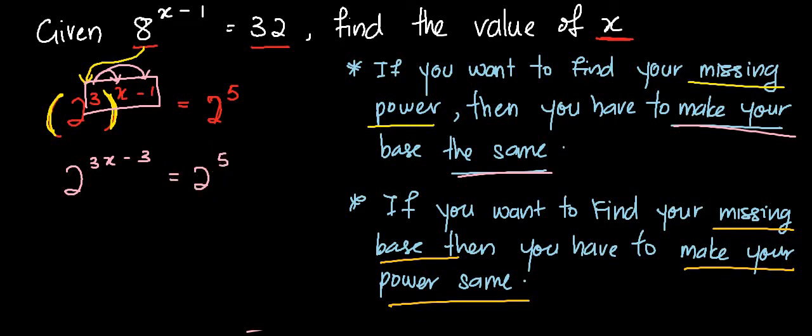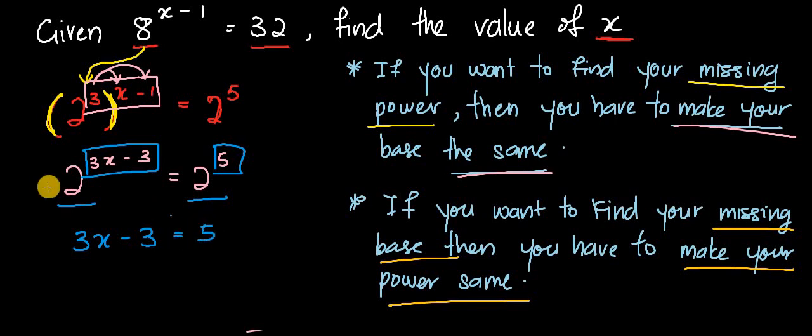Now you see, what I've done is I've made my base the same. So if my base is the same, I can literally compare the powers. I can literally write an equation for the powers. So here I will get 3x minus 3 equals to 5. Alright, I'm just now playing with the powers. So here I'm just going to use simple algebra to solve it. 3x equals to 8. So x equals to 8 over 3. Alright, and that is how you solve it.